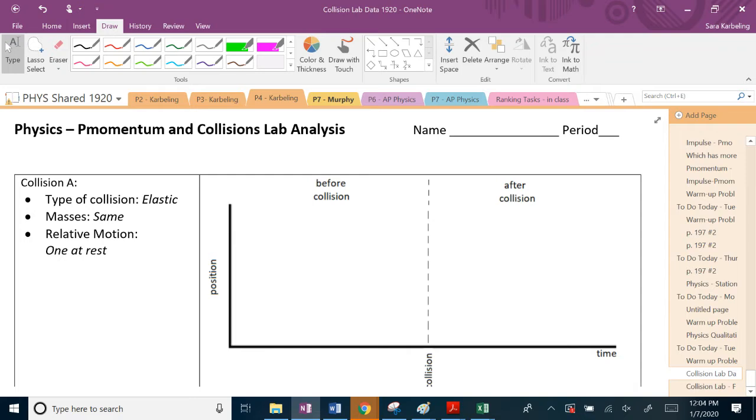So collision A is an elastic collision. Collision A uses 2 carts with the same mass, and one of the carts is at rest, okay? What I would like you to do right now with your lab partner is to try and draw the graph before and after the collision, okay? Based on what you know, based on what you saw yesterday, okay? You may have done a graph just like this, so you can take a look at your yellow sheet and see if you did, okay? Go ahead and get started with that. I'm gonna give you just a couple minutes to try it out.